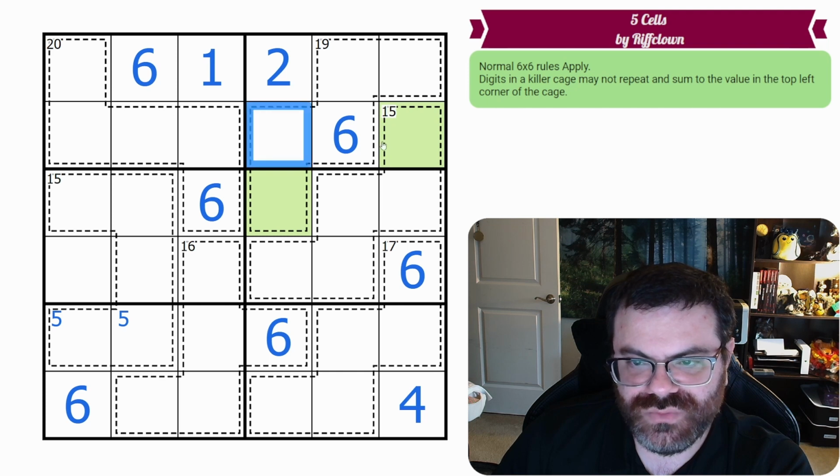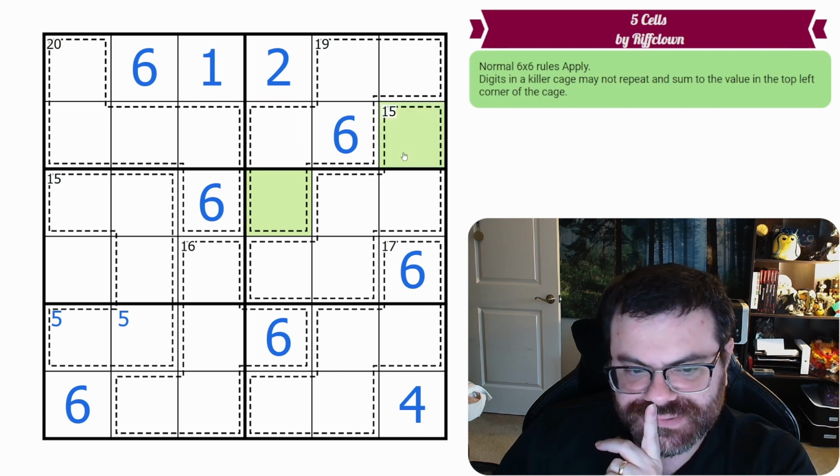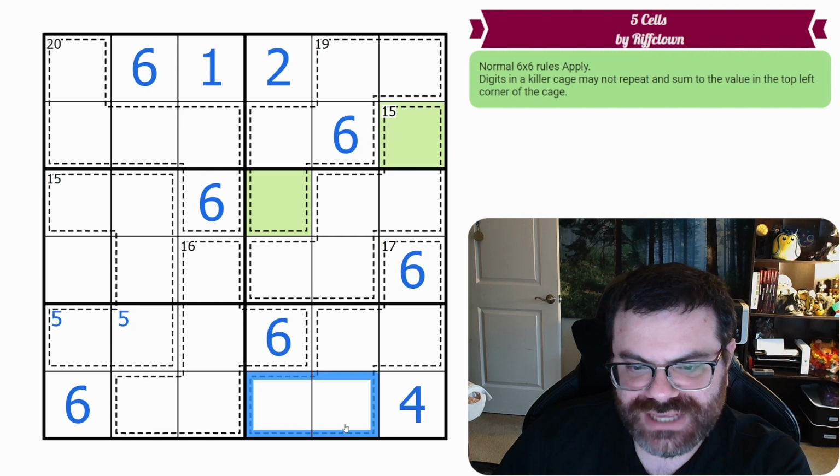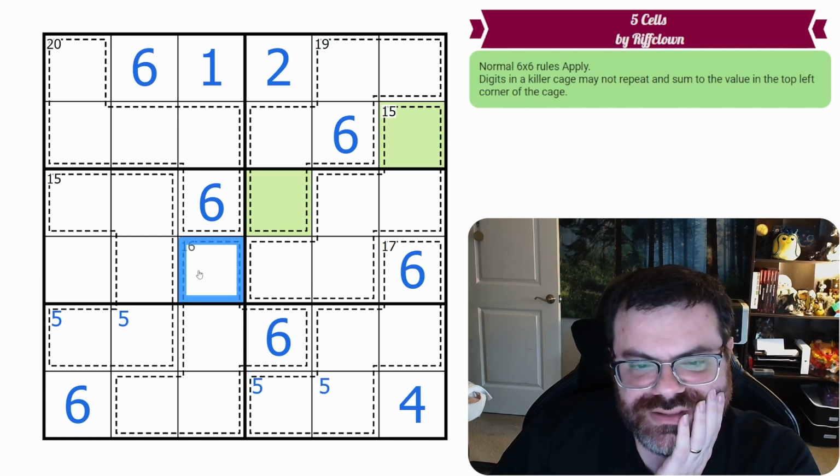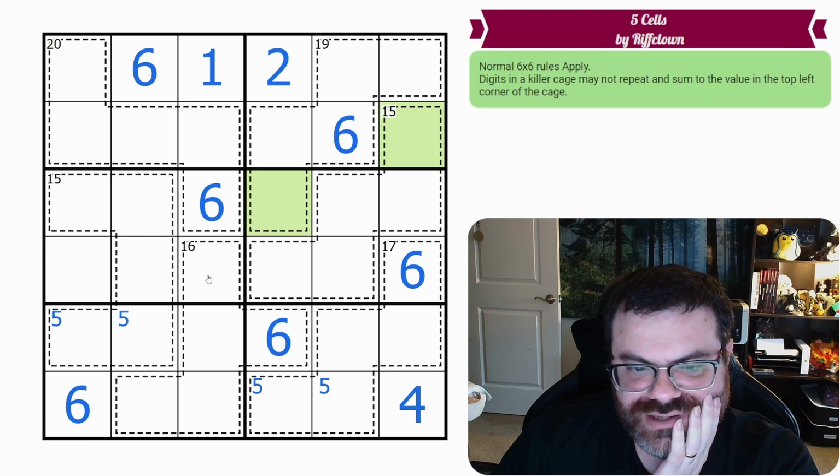Okay, so I'm going to need a 1 in one of these. So all the 6s are done. 6 was our purple. 5 is down here. Is there a cage I haven't used yet? This cage is missing a 5. No, yes, a 5. That's fine. These are cornered here.